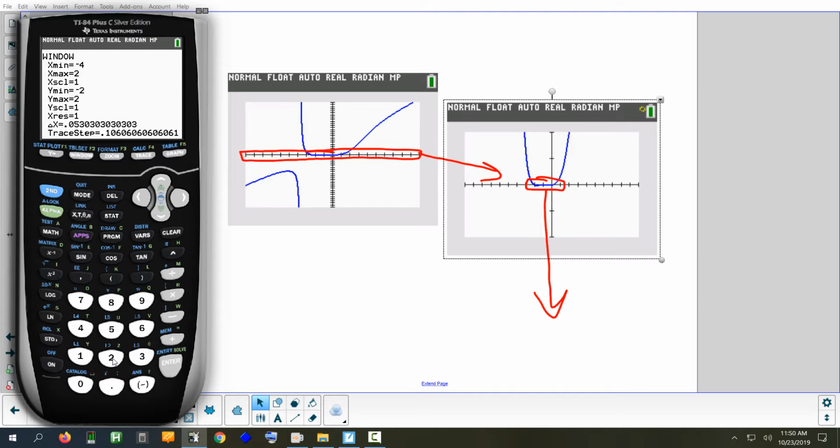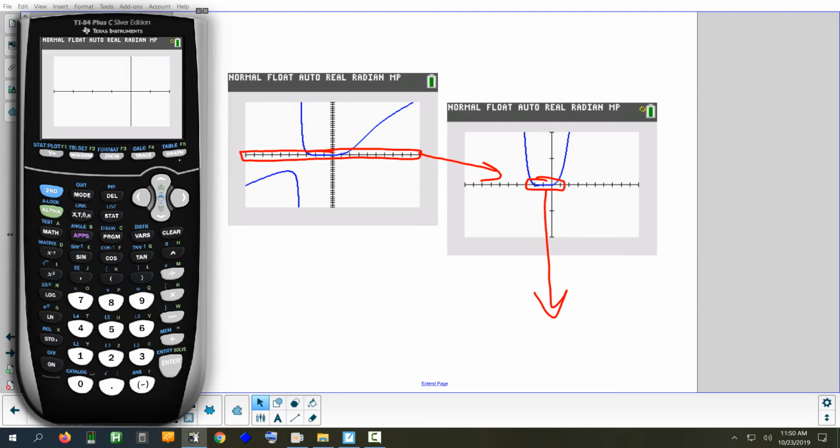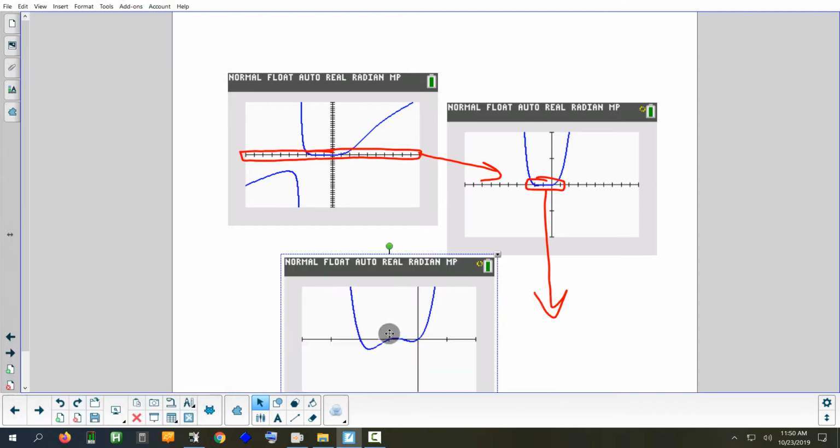And how about on the y's? What should I try? 0.5? Let's go like 0.1, because that's so close to the line. We're going to go negative 0.1 to 0.1. So we're zoomed in pretty tight now. Let's see what it looks like. So, is it flat?